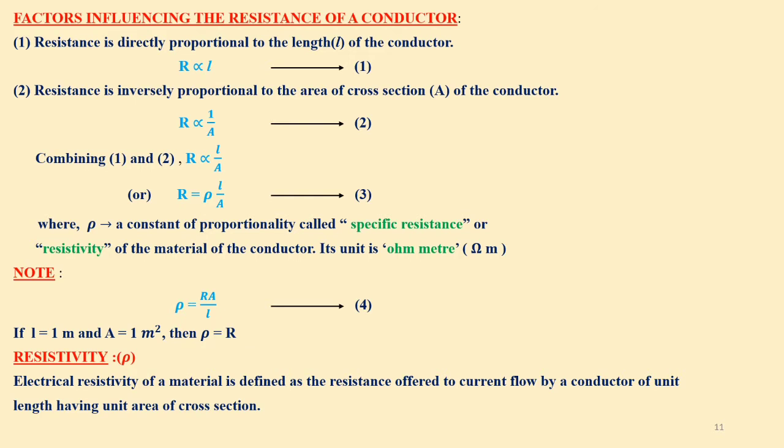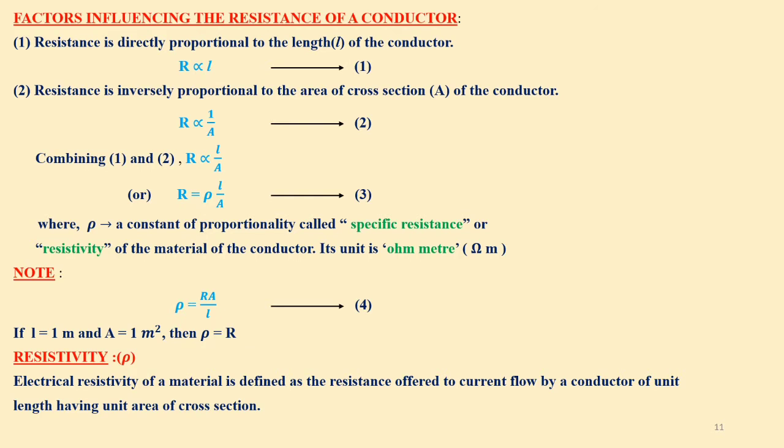Factors influencing the resistance of a conductor. Number 1. Resistance is directly proportional to the length L of the conductor. That is, R is proportional to L. Number 2. Resistance is inversely proportional to the area of cross-section A of the conductor. That is, R is proportional to 1 by A. Combining these two, we find that R is proportional to L by A.